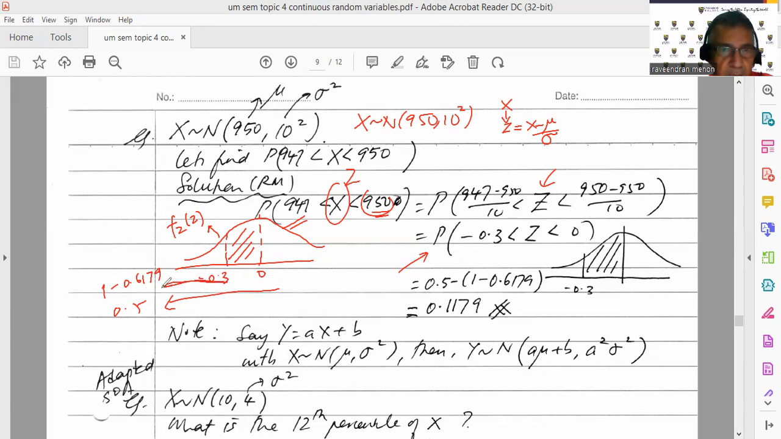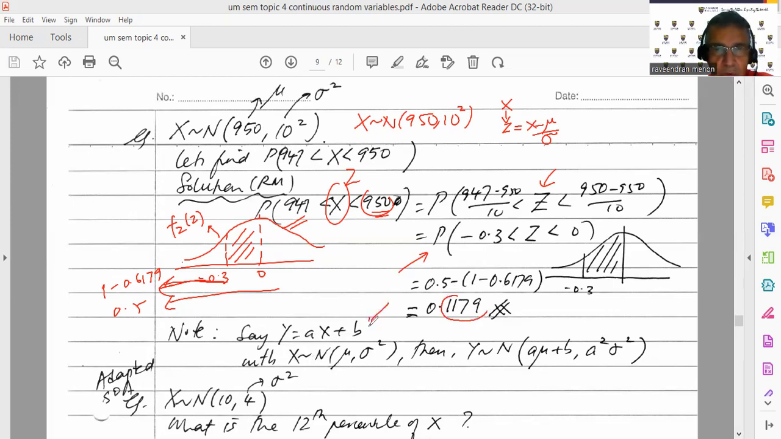So this area here, the area to the left of negative 0.3, is 1 minus 0.6179. The area to the left of 0 is 0.5. So you take 0.5 minus this and you will get your answer. Okay.